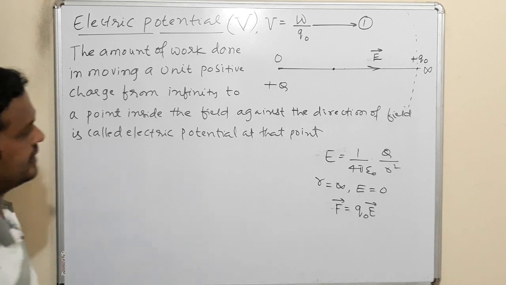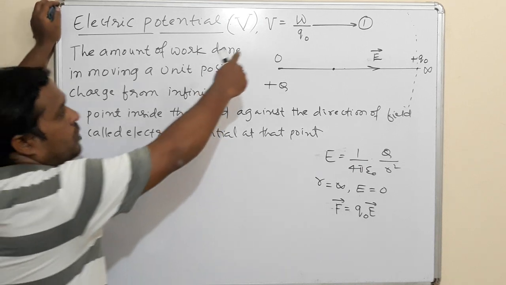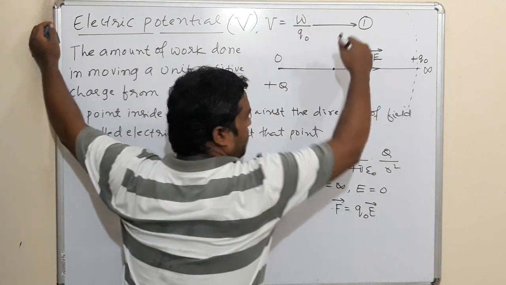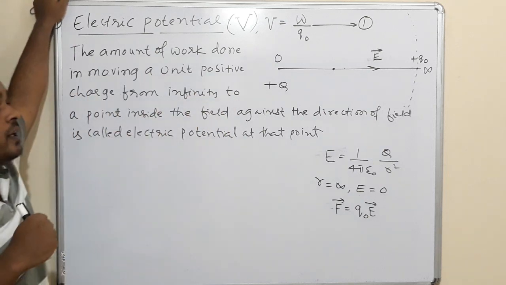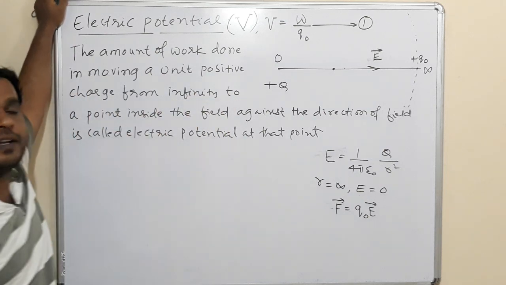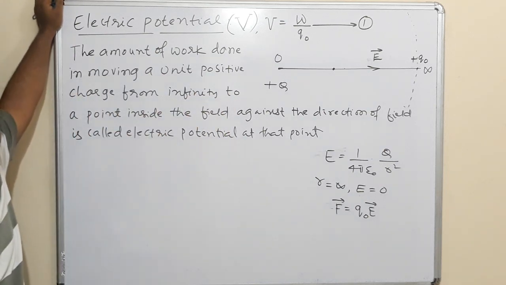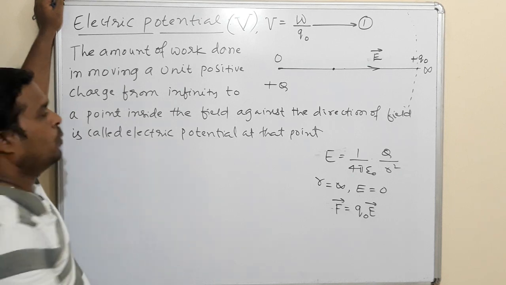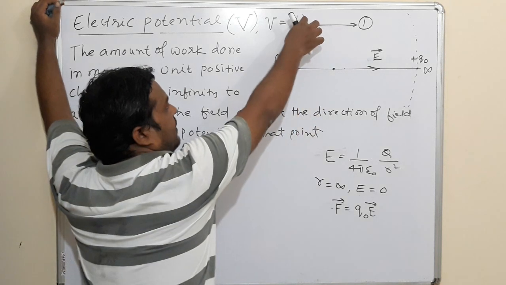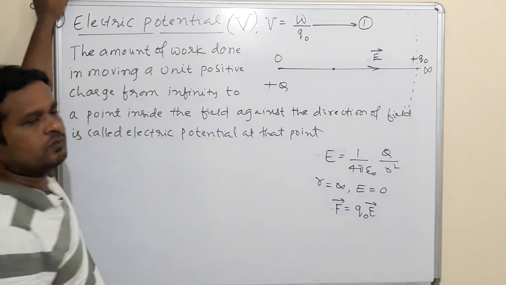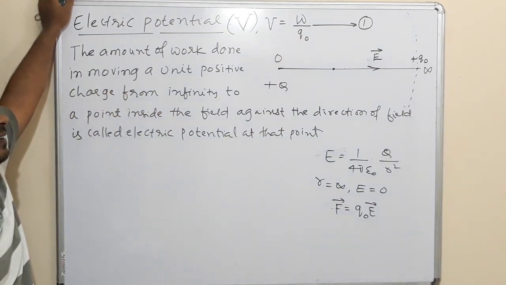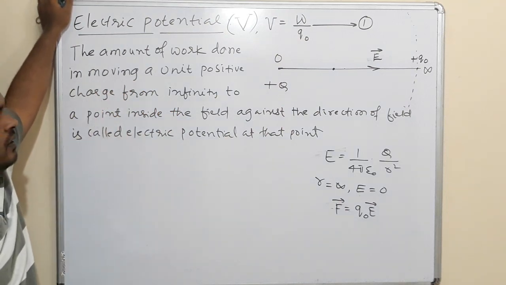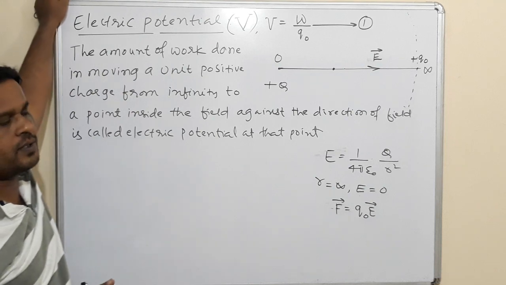Noted down. This is the definition: amount of work done per unit positive charge. Why do I need to do the work? Because I am going against the electric field. That means I should do some work. Whatever is the amount of work done divided by that charge will give the electric potential at that point. That means it will be different for different points.